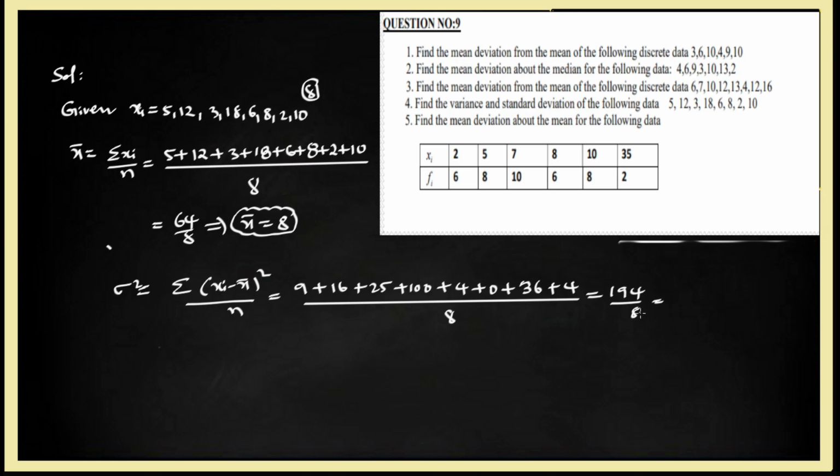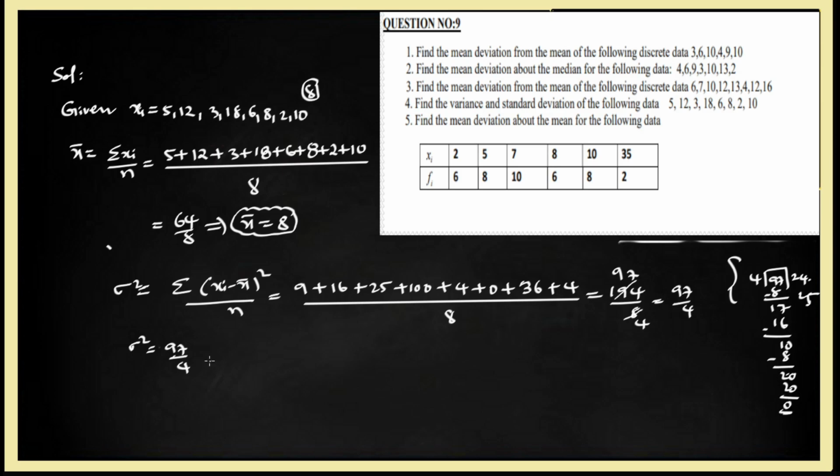So this one, 2 4s are 8, 2 9s are 18, 2 7s are 14, so 97 by 4. So the variance is 97 by 4. If you divide 97 by 4, 4 2s are 8, 1 remains. 4 4s are 16, 1 remains. If you take 0, 4 2s are 8, 2 remains, 0. 4 5s are 20. Okay, so 97 by 4 we can write as 24.25. This is the value of variance, 24.25.